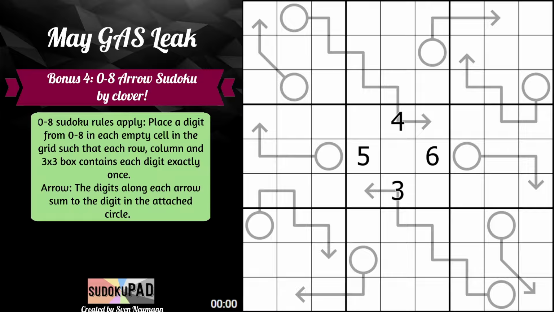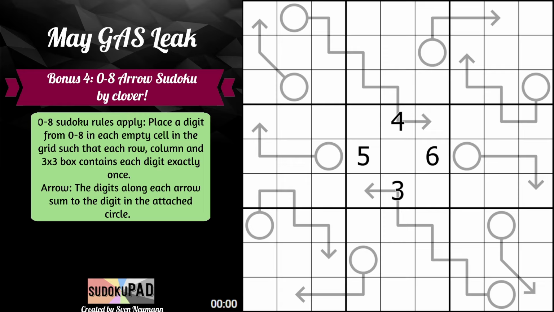Zero to eight Sudoku rules apply. Place a digit from 0 to 8 in each empty cell in the grid, such that each row, column, and 3 by 3 box contains each digit exactly once. Arrow: the digits along each arrow sum to the digit in the attached circle. So what does that mean?